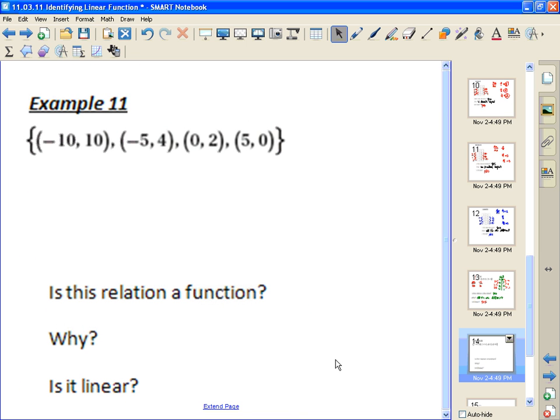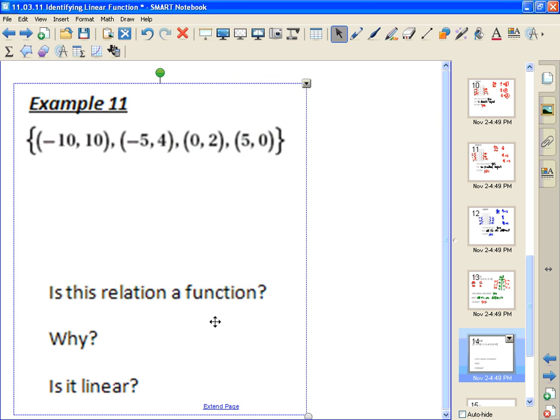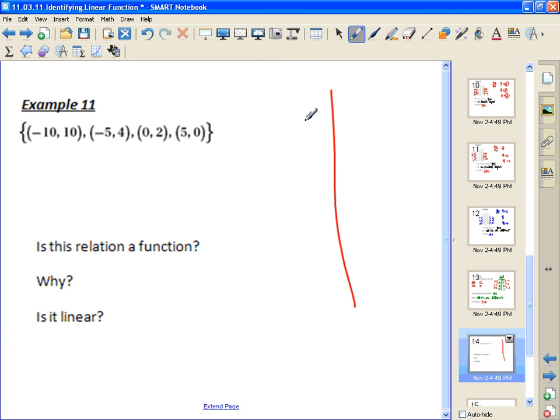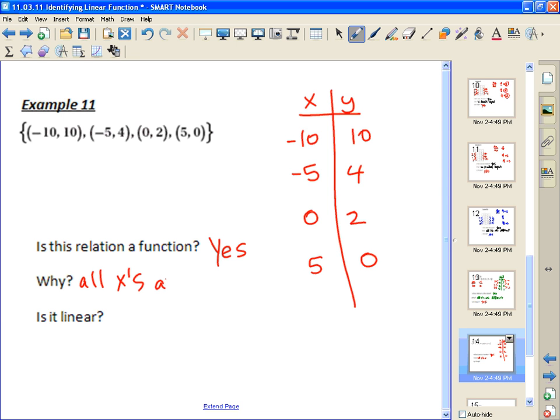Okay, so then for number 11, I'm going to take my ordered pairs and put them in a table again. And first of all, is the relation a function? Well, because none of the x's repeat, I know that the relation is a function. And the answer y is all x's are different.